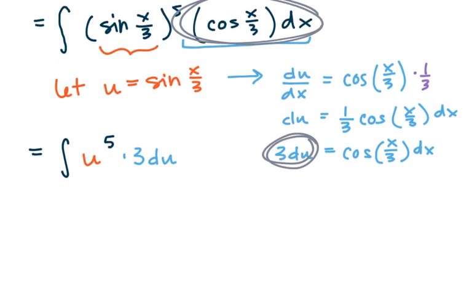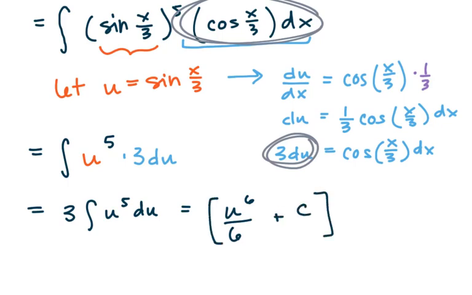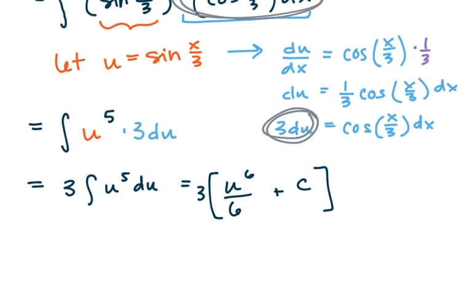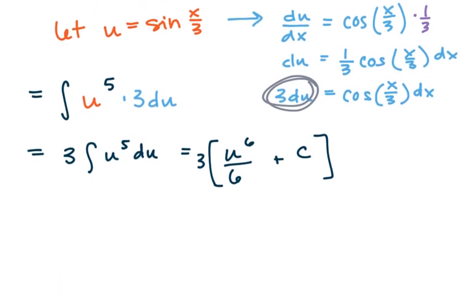At this point, now it's very easy for us to integrate. This is 3 times the integral of u to the fifth du, which is u to the sixth over 6 plus c. Of course, that 3 is in front. So plugging my u value back in, remember u is equal to sine of x over 3, I'm going to end up with 3 over 6, that is 1/2, sine of x over 3 raised to the 6th, and you can use those parentheses however you'd like.